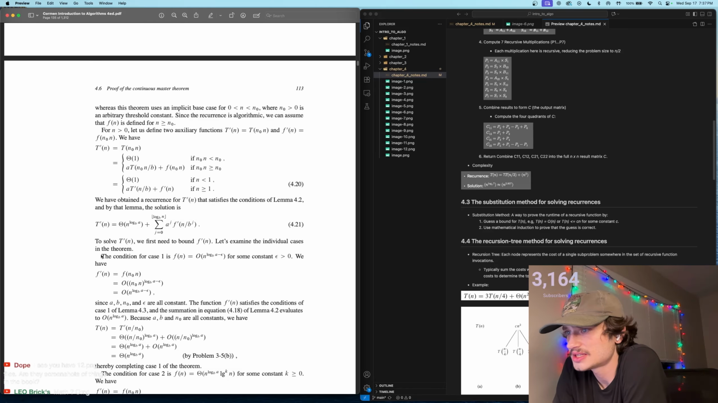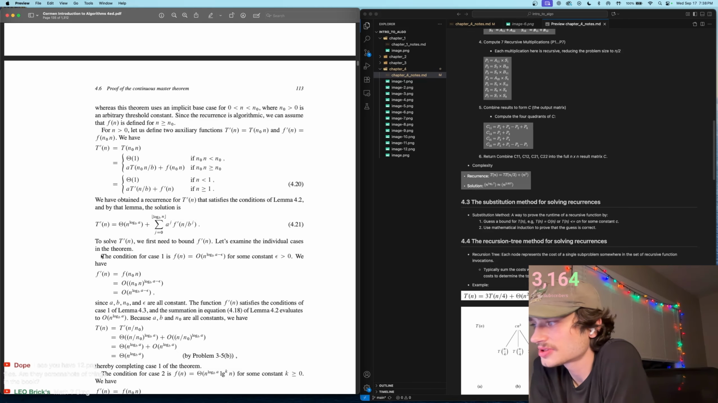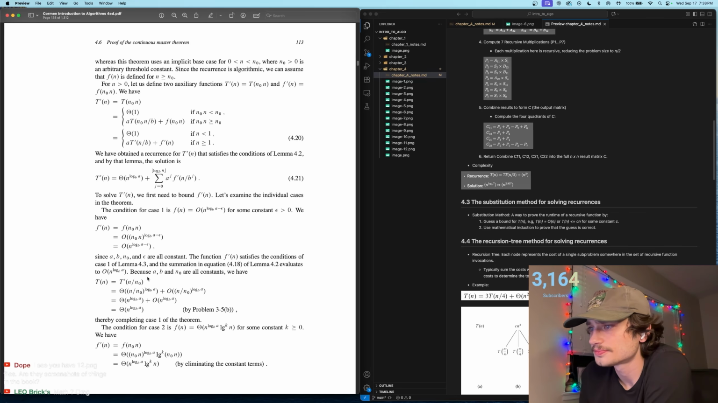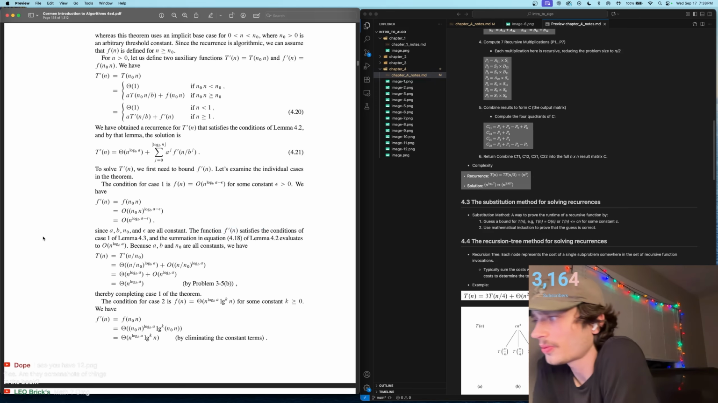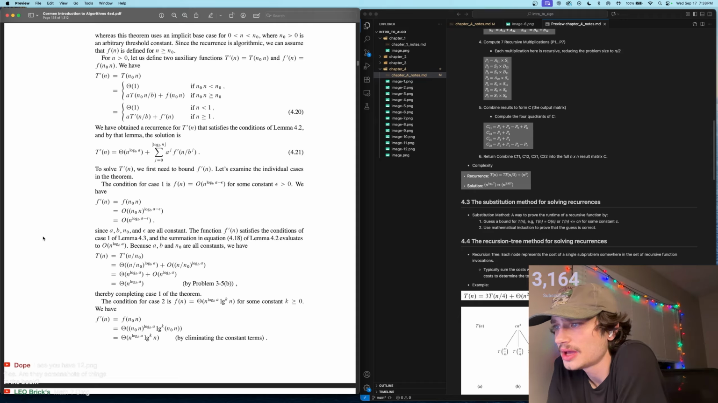Let's examine the individual cases in the theorem. The condition for case 1 is f of n is equal to big O of n to the power of log base b of a minus epsilon for some constant epsilon greater than 0. We have this. Since a, b, n naught and epsilon are all constant, the function f prime of n satisfies the conditions of case 1 of lemma 4.3, and the summation equation 4.18 of lemma 4.2 evaluates to this. Because a, b, and n naught are all constants, we now have T of n is equal to big theta of n to the log base b of a, thereby completing case 1 of the theorem.